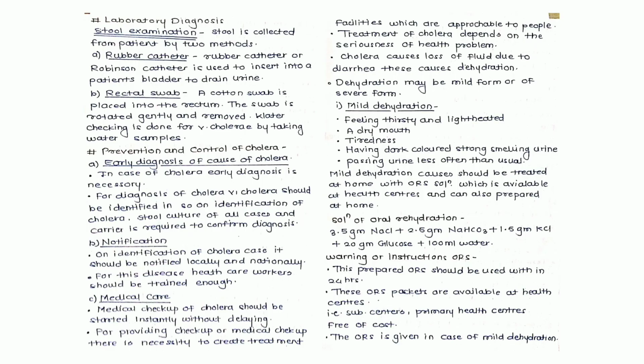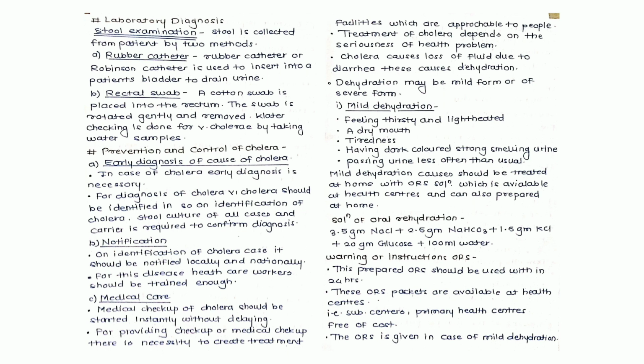Laboratory diagnosis. The laboratory diagnosis of cholera involves the identification of the Vibrio cholerae bacteria in stool samples or rectal swabs from a patient with suspected cholera. Here are the common laboratory tests used for diagnosing cholera. Stool culture. Stool samples are collected from the patient and cultured in a laboratory to isolate and identify the Vibrio cholerae bacteria.